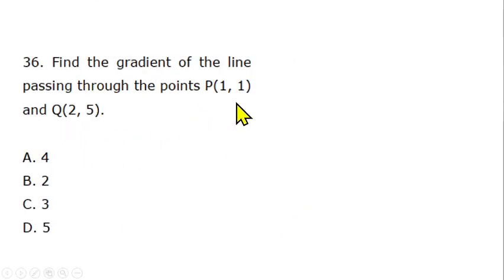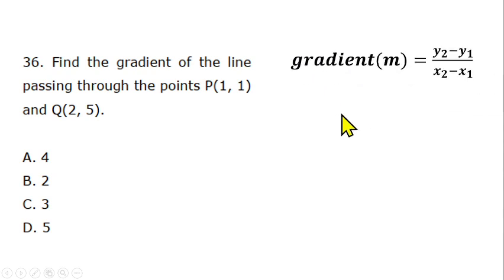Question number 36 is also from coordinate geometry. You have to find the gradient of the line that passes through this point and this point, P and Q. We know that to find the gradient between two points, you have change in y over change in x. So our y2 is 5 and our y1 is 1, so 5 minus 1 over, x2 is 2 and our x1 is 1, so 2 minus 1. That should give us m to be 4 over 1, so the gradient will be 4. Option A is the correct option for question number 36.